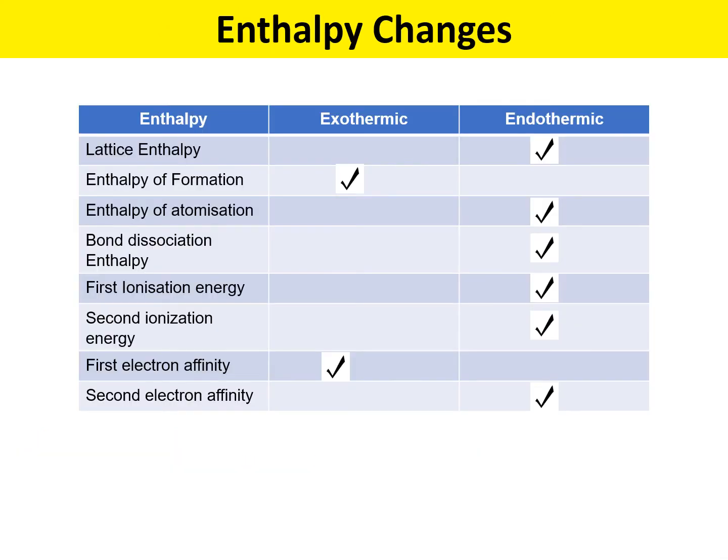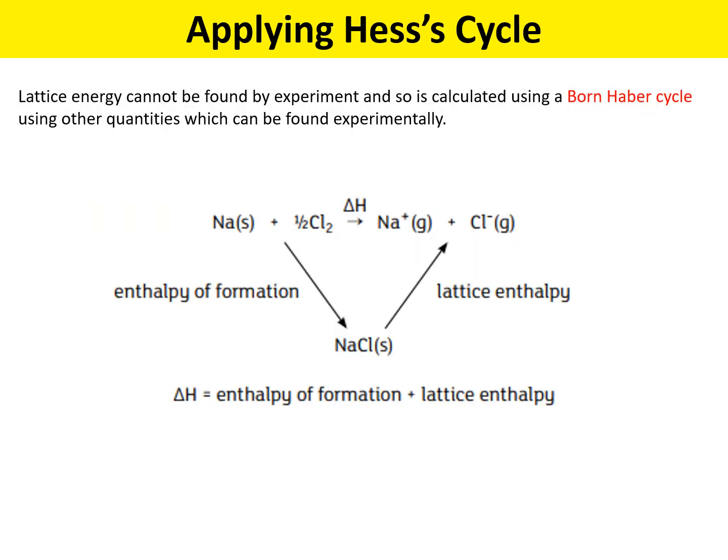Now that we've met the different enthalpy changes, you will have seen that some of them are exothermic processes and some are endothermic processes. It is important that you learn these. Lattice energy cannot be found by experiment, and so is calculated using a Born-Haber cycle, which uses other quantities which can be found experimentally. A Born-Haber cycle is just an application of Hess's cycle where we use an alternative route.